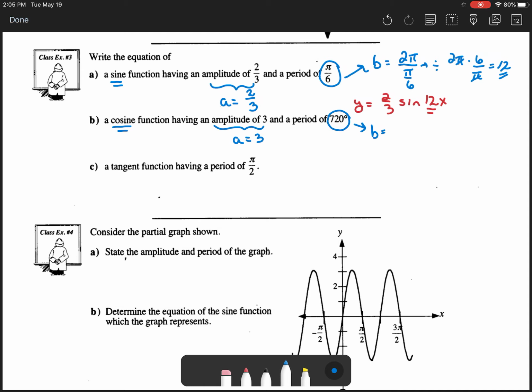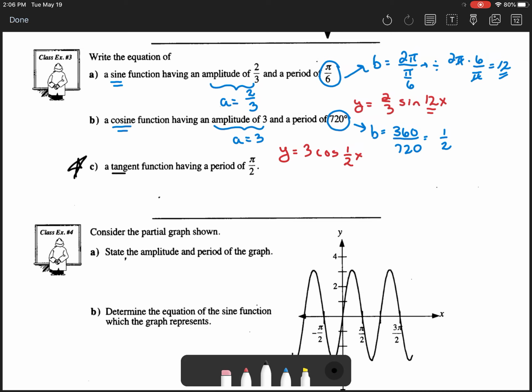The b value will be, now this time they're in degrees. So instead of 2 pi, I'd say 360 degrees divided by my period length, which is 720 this time. That reduces to 1/2. So there is your b value for this question. Therefore, my equation will be y is equal to 3, the amplitude, cos of 1/2, there's the b value, x. Okay.